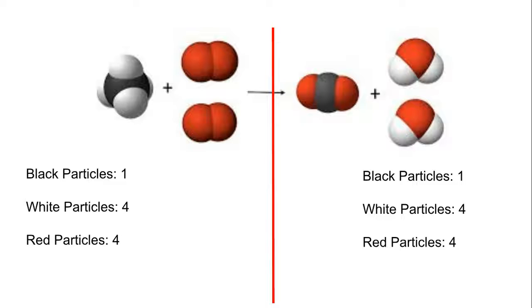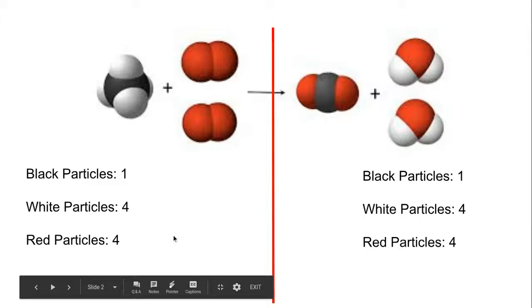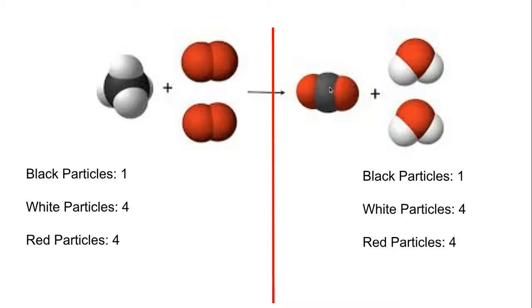So let's look at this. On the left-hand side of the screen, this is the starting part of the reaction. So in our gasoline, we have one black particle, and we have 4 white particles. And the oxygen is made up of a total of 1, 2, 3, 4. Each one of those little spheres is a particle, 4 red particles. Afterwards, then, let's go and count the particles and see if we have the same number. So here, the CO2, we have 1 black particle. I can see on the water over here that I have 1, 2, 3, 4 white particles, and I have 1, 2, 3, 4 red particles.